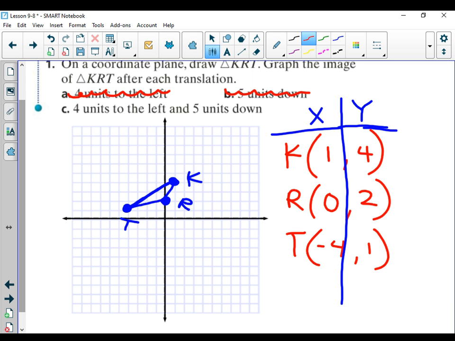So I kind of just drag my pencil. 1, 2, 3, 4. 1, 2, 3, 4, 5. This is my image. So now it's called T prime. It moved to a new spot. Now which one should I do? Okay. Sure, K. Same distance, same direction, 4 left, 5 down. Now it's called K prime.